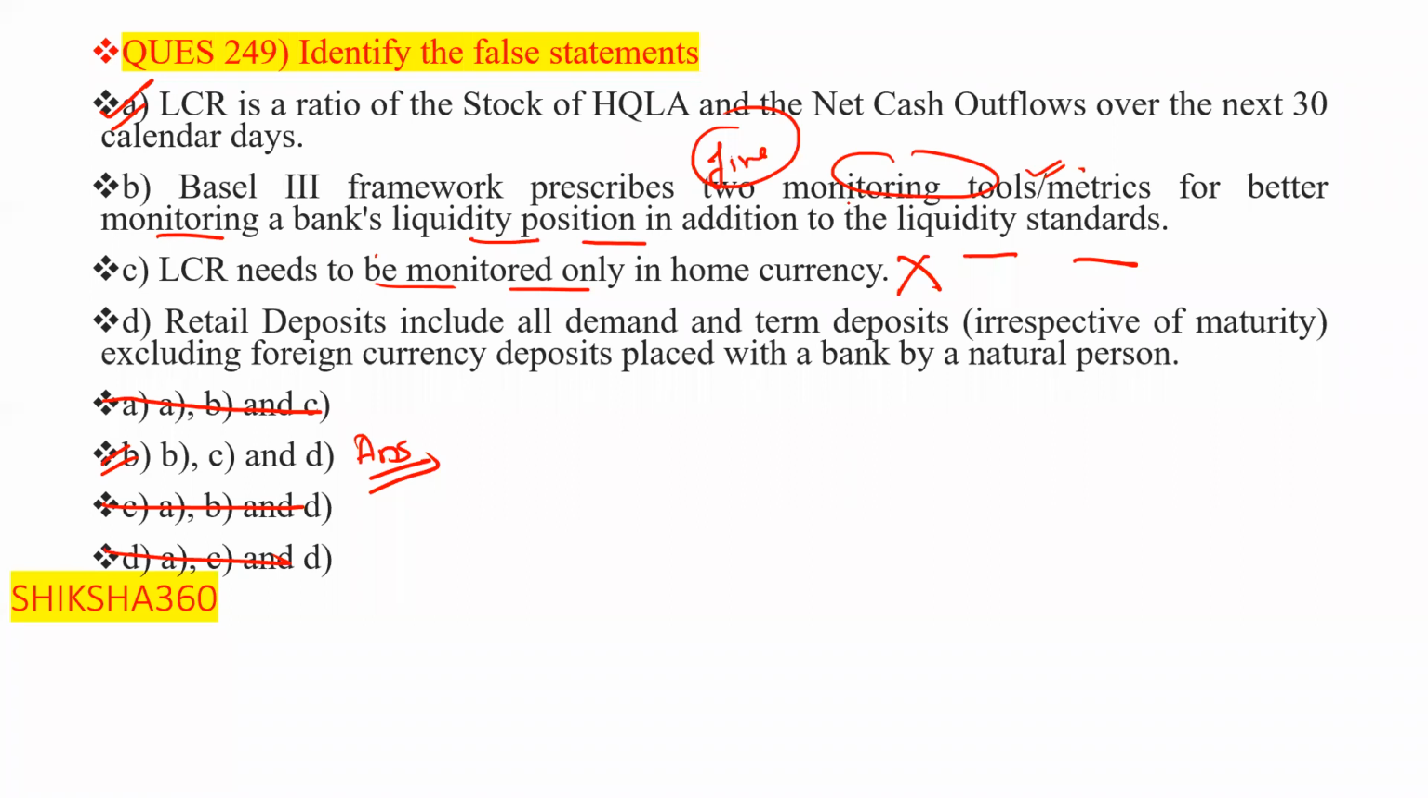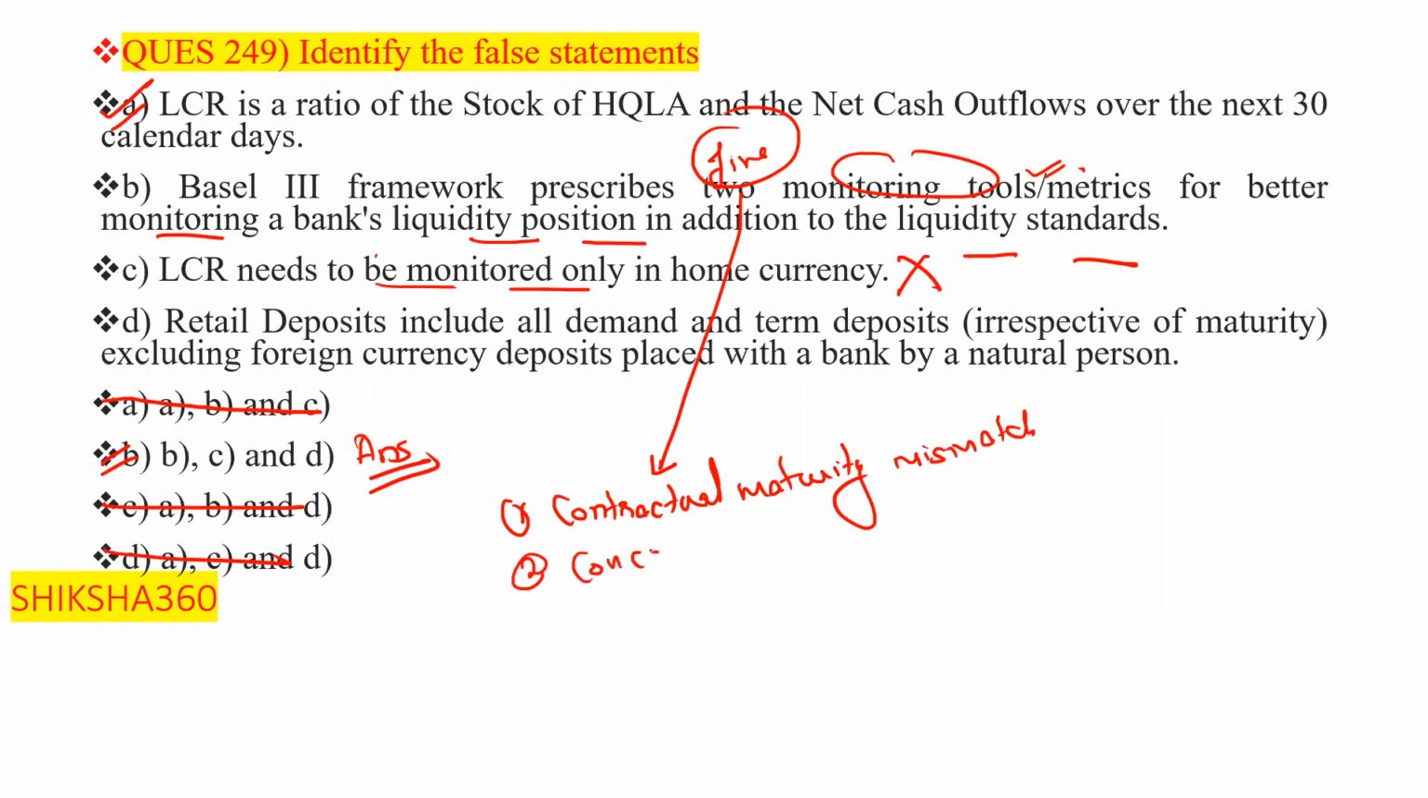I think all of you remember what the 5 monitoring tools are. Please tell fast if anyone knows. I have already posted the session yesterday in the group. First one is contractual maturity mismatch. Second one is concentration of funding. Third one is available unencumbered assets.